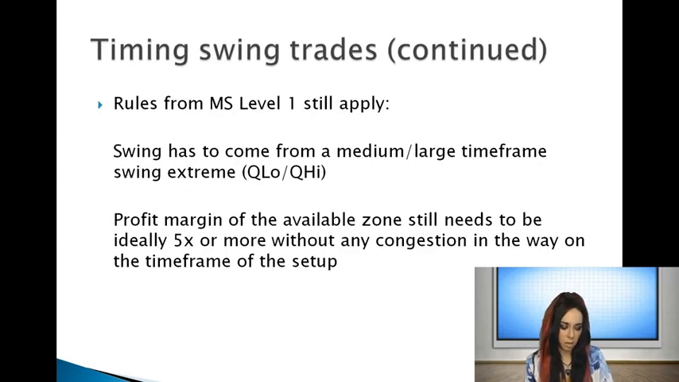For swings, the rules for Market Stockers Level 1 still apply in regards to the chart position, obviously. So your swing trade idea still has to come from a medium or large time frame Q point. And the zone that you're looking at still has to have a profit margin of about 5 times risk reward. So with that in mind, we can conclude that your decision process should look like this.